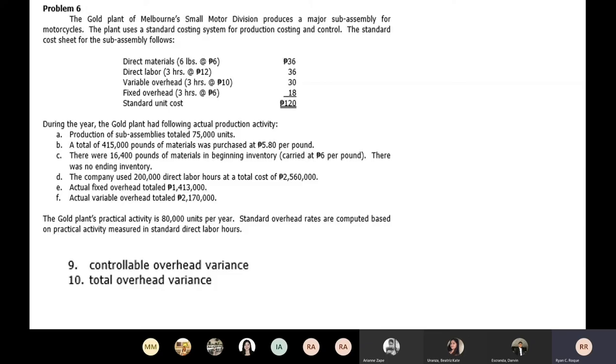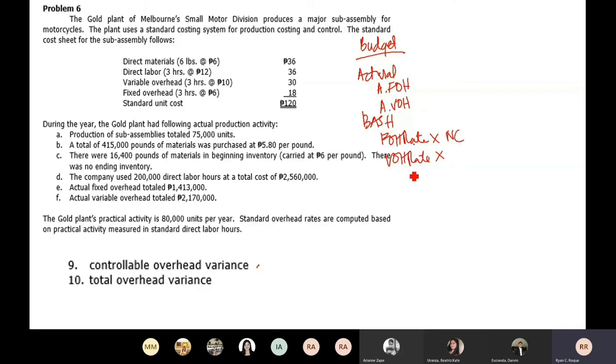Controllable overhead variance. I'll solve for this one in a long way, but later on I'll show you the shortcut in controllable. Okay, so controllable overhead is also your budget variance. Pag budget, we compare actual and bash. Pero ito, walang sinabi kung fixed or variable. So, parehas. So, actual na fixed overhead, actual na variable overhead. Ang bash natin, FOH rate at saka VOH rate. Ano imumultiply natin? Pag FOH, normal capacity. Pag VOH, rate, standard hours.